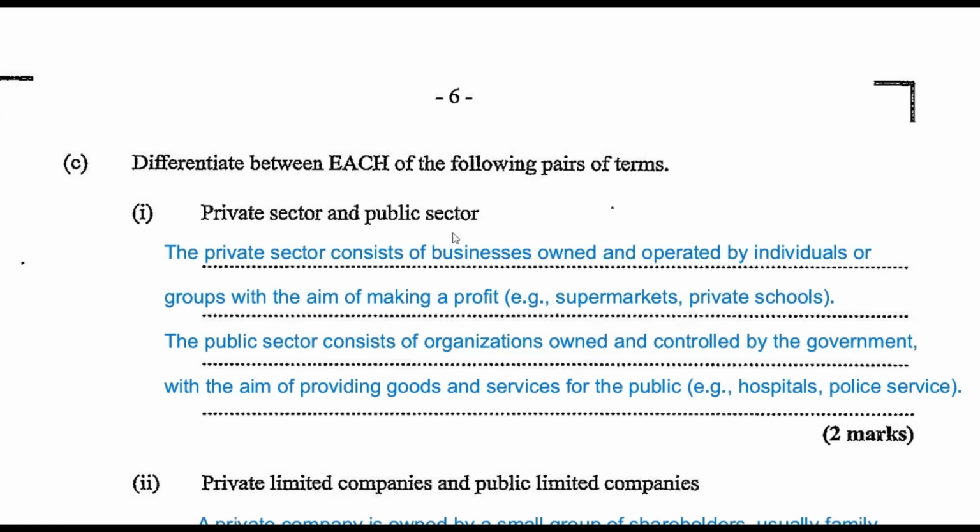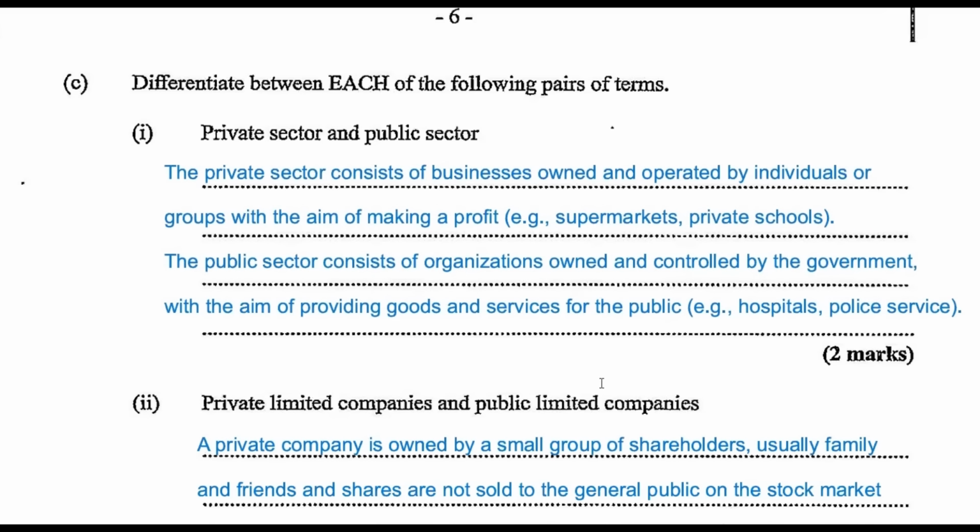Now, the public sector, however, consists of organizations and resources owned and controlled by the government, and these organizations are there with the aim of providing goods and services for the general public. Nicely done. Now, part C2.